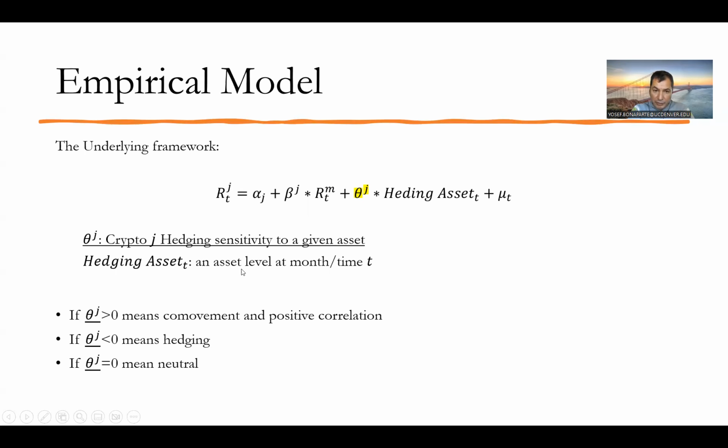So if theta J is positive, that means there is a positive correlation or co-movement. When the gold price goes up, the coin goes up, that means this crypto is a digital gold. If gold goes up and the crypto price goes down, then that would be different. So it depends how you do it. If theta is below zero, it means hedging. If it's above zero, we call it co-movement.